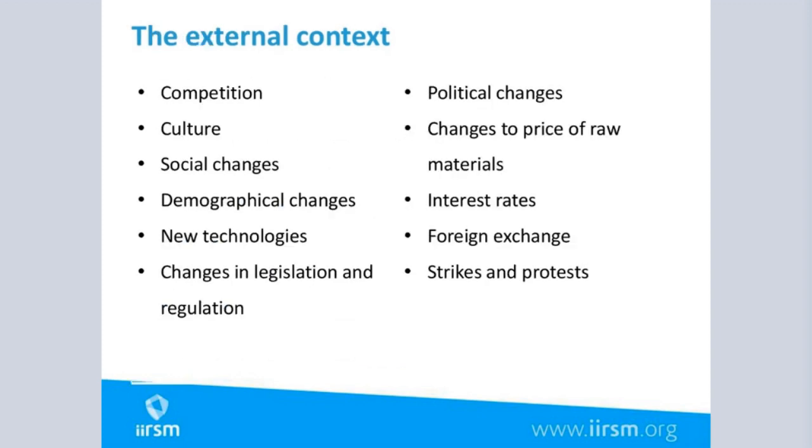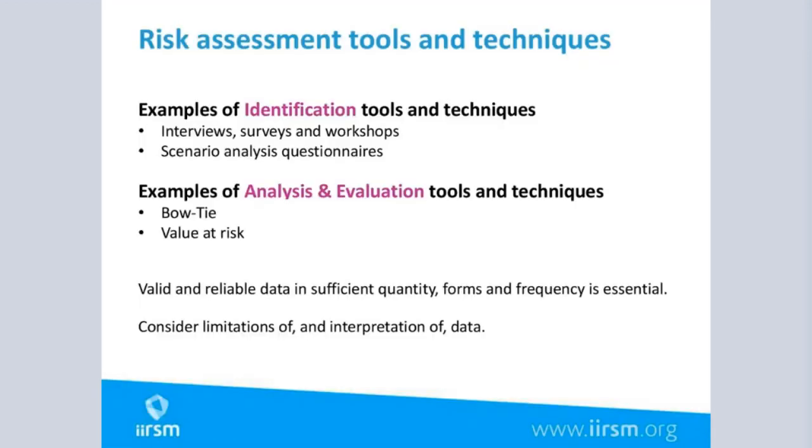Now, external context includes those things which are changing in the outside world, whether they be political, economic, social, technological, legal, or environmental in nature. So that's a little bit on context and objectives. And we're now going to move on to the second part of the risk management process. In other words, risk assessment.